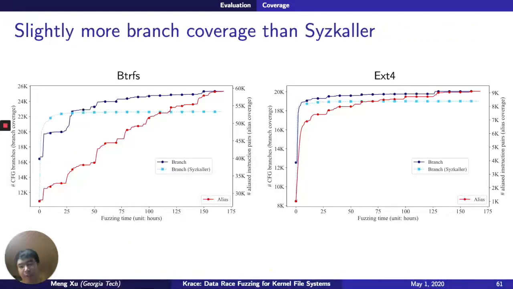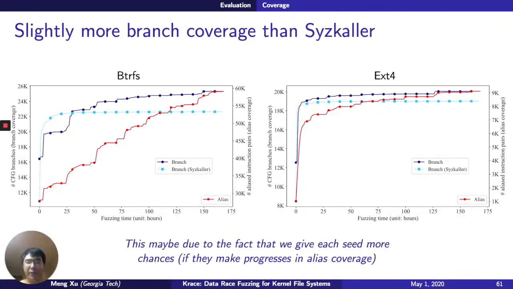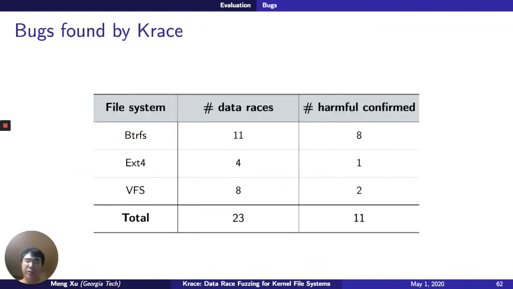And also very interesting, by enabling the alias coverage, we can also get slightly more edge coverage than Syzkaller. I think this may be due to the fact that we are giving each seed more time to see if they make progress in the alias coverage; we're going to keep the seed a little bit longer. This doesn't really happen in Syzkaller, and that's why we probably get more branch coverage out of it. In general, we found 23 bugs in Btrfs, ext4, and also the virtual file system layer. Not all bugs are confirmed by the developers, but at least 11 of them have been confirmed to be harmful, which can cause losing information, violating some invariants, crashing the kernel, or performance degradation.